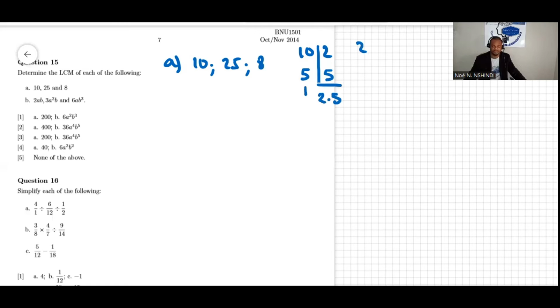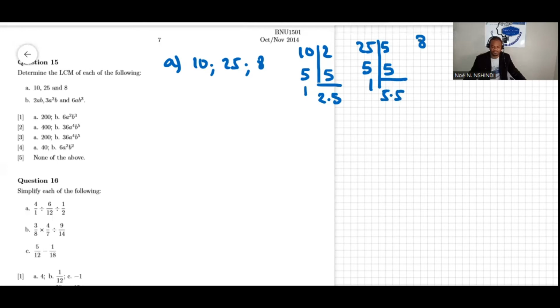Then I'll take 25 and work out the prime factors of 25. The smallest prime number that divides 25 is 5. So I divide by 5, and then I get 5 there. The next prime number that divides 5 is still 5, and then it's 1, because 5 is a prime number itself. The prime factors of 25 is just 5 times 5.